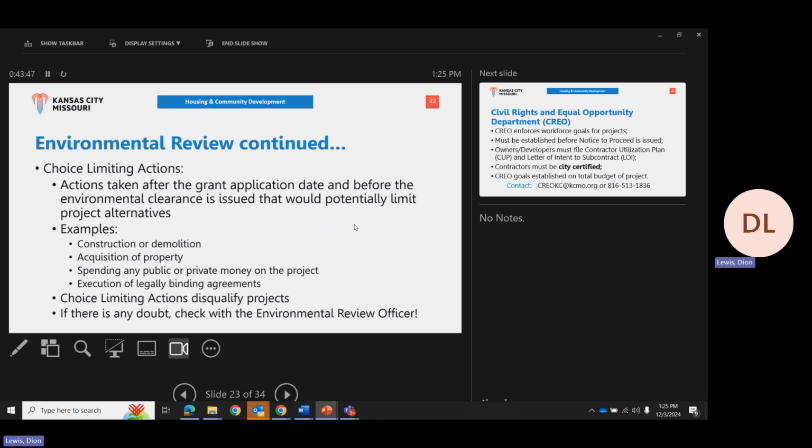Oh man, we had an option to purchase. I went ahead and just closed the deal. Okay. You, sir, you, ma'am, no longer have federal funds. You just committed a choice limited action. Spending any public or private money on the project. Well, this isn't federal funds, this is private money. Why are y'all worried about my money? Once you have $1 of federal funds in it, it's a federal project. Once you have $1 of city funds in it, it is a city project.